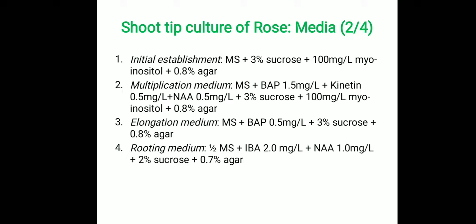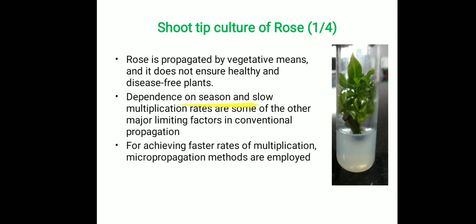And the next medium is multiplication medium. This consists of the MS medium plus 1.5 mg per liter of benzyl adenine purine BAP, 0.5 mg per liter of kinetin and 0.5 mg per liter of NAA.